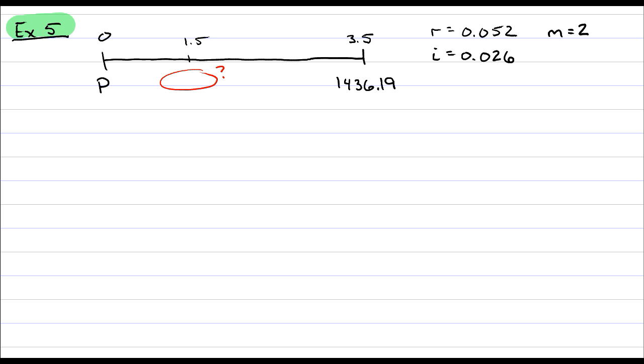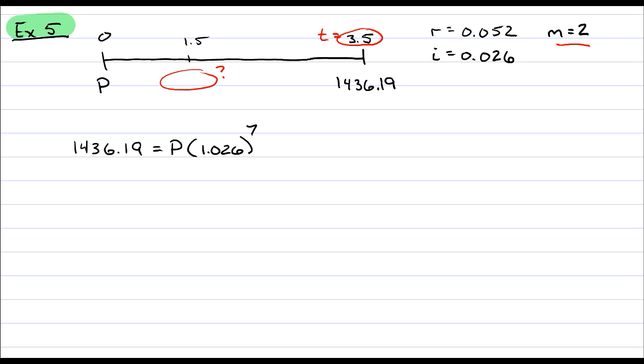Doing that, so if we do want to solve for P first, this is very similar to what we did in example 4. I'm going to use 1436.19 as my accumulated value, since that's how much the account is worth after 3.5 years. So 1436.19 is equal to P times 1 plus i raised to the n. Now, at this moment, I'm looking at t equals 3.5 years. So I can multiply that by m equals 2 to get 7. Or in other words, in 3.5 years, there are 7 six-month periods.